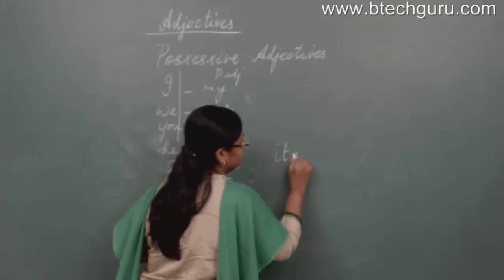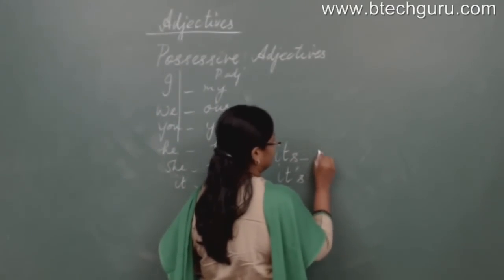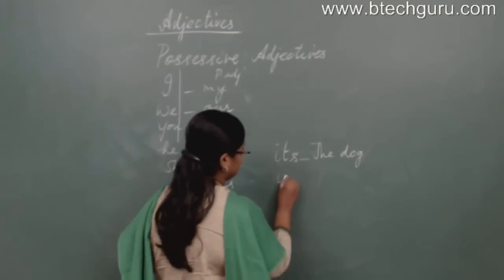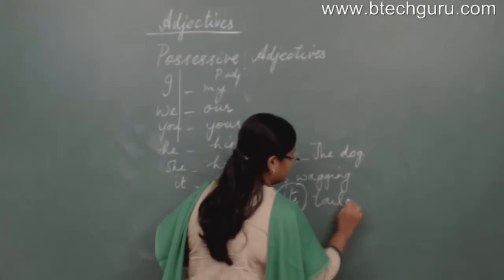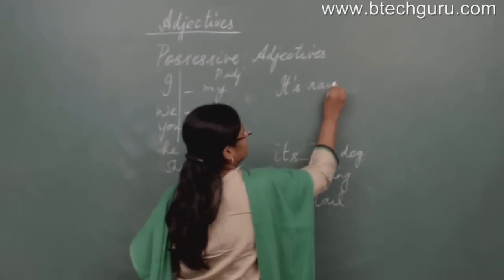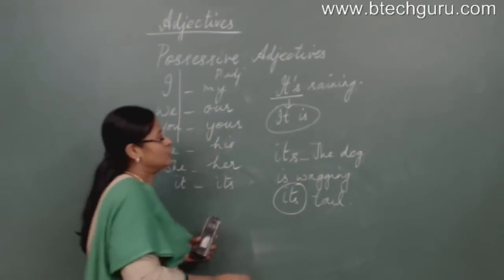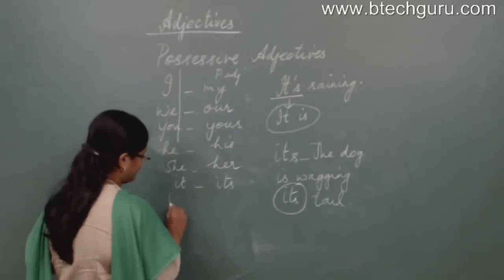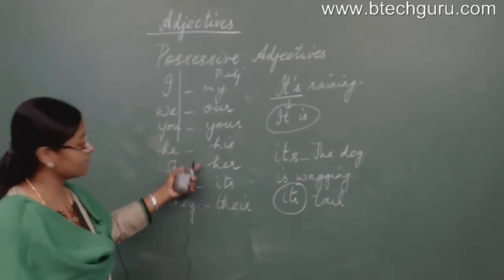See, there are two different words. See, this is different and this is different. Some people confuse these two. Here, this is a possessive adjective, like the dog. Write it here. Is wagging its tail. Here it is a possessive adjective. Its tail, no apostrophe. But here there should be an apostrophe if I have to say it's raining. Here it is the contraction of it is. So there are two different words. It's with an apostrophe and without an apostrophe. So here this is its possession. Then they, their. Right? These are the possessive adjectives. 7 in number.